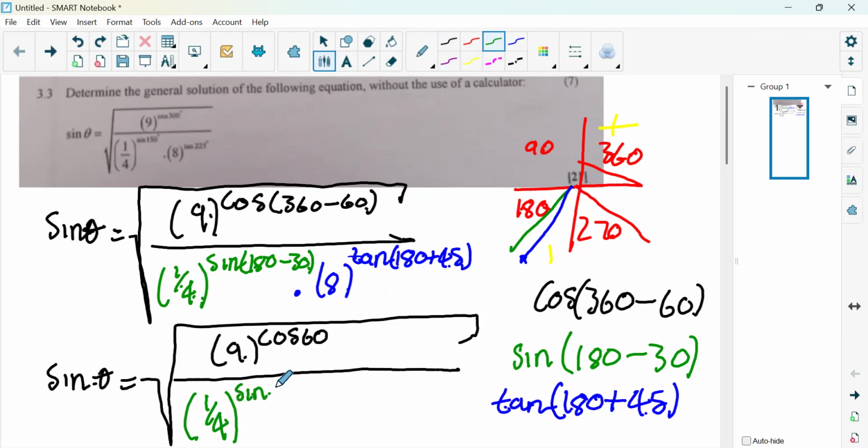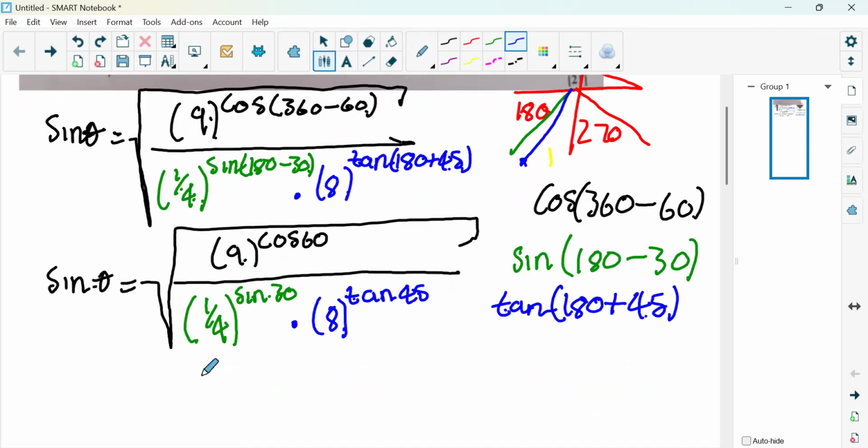So multiplied by, we have 8 to the power of tan of 180 plus 45. Let's check the third quadrant. Is tan positive or negative in the third quadrant? All Students Take, tan is positive. So we're going to have tan of 45. Now, guys, if you have a casio calculator, it has special angles. It's going to allow you to use your calculator without using your calculator. It's a trick here, and that's the trick that we're going to use next.